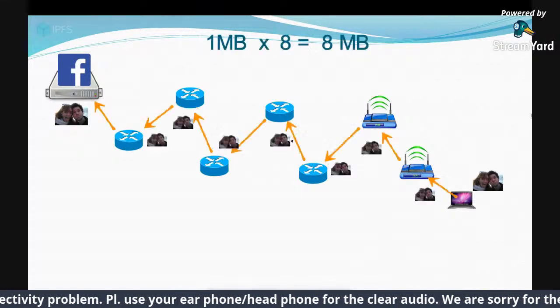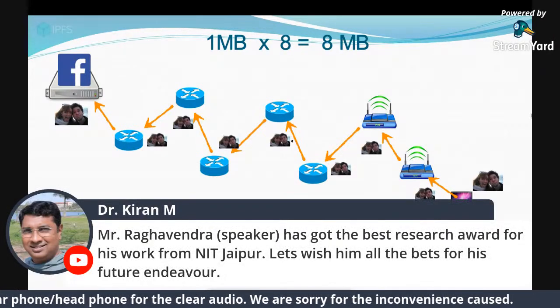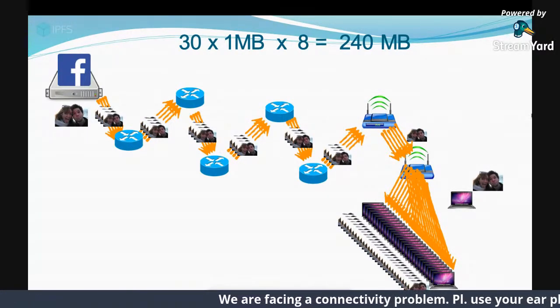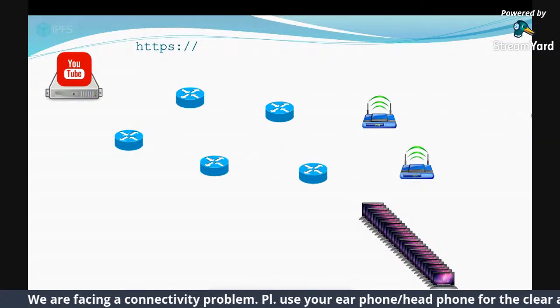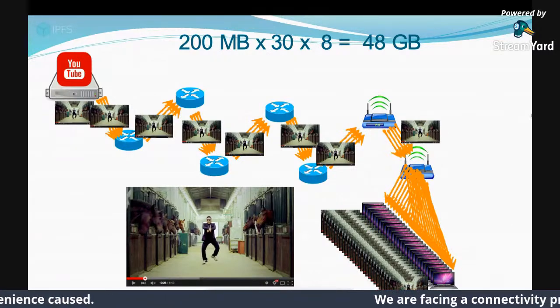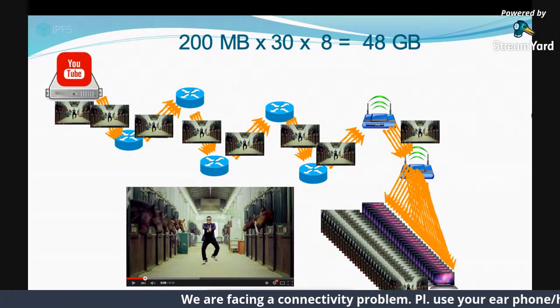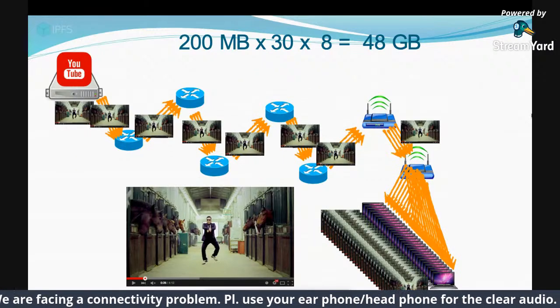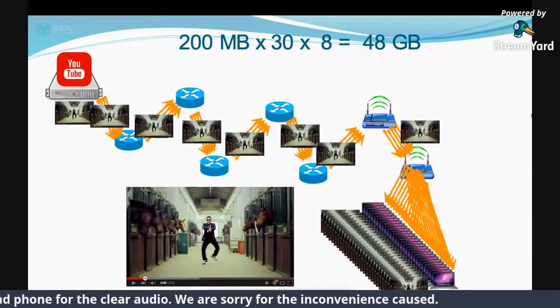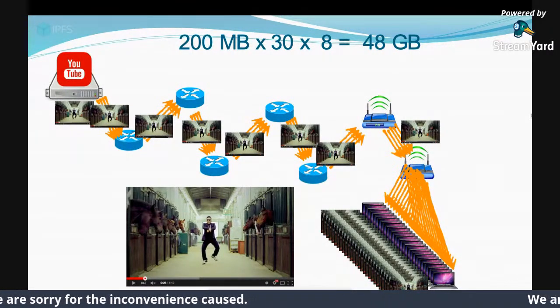You can see here one person is using 8 MB, and similarly it's like 240 MB. It's huge actually. Suppose this is a video we want to download. There are 30 systems and this data is around 48 GB. Even 5G can't handle it. This is the main drawback of it. We will see how IPFS handles it.